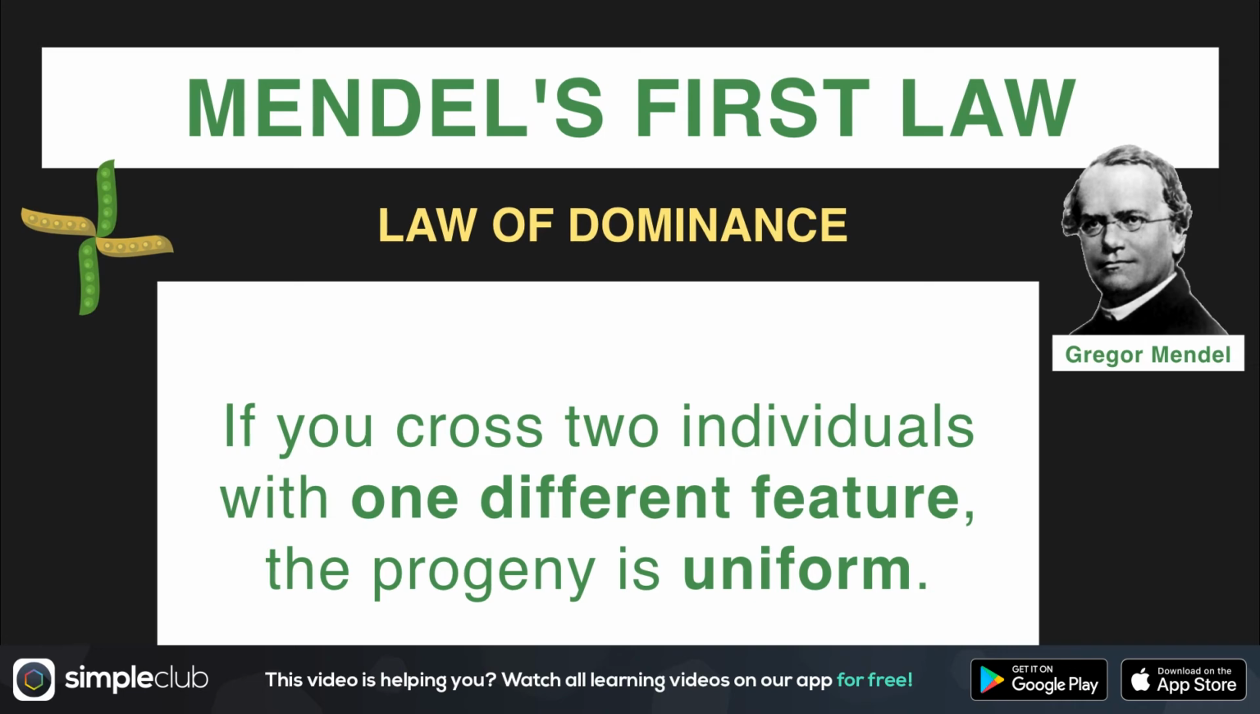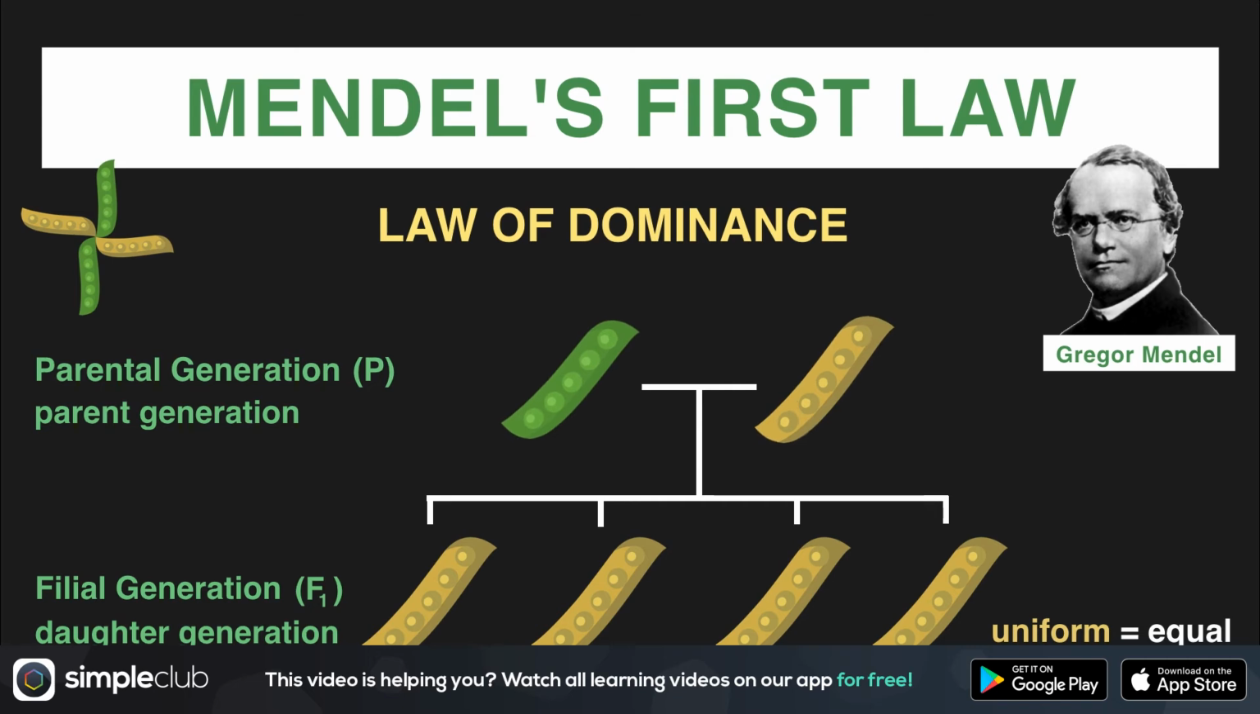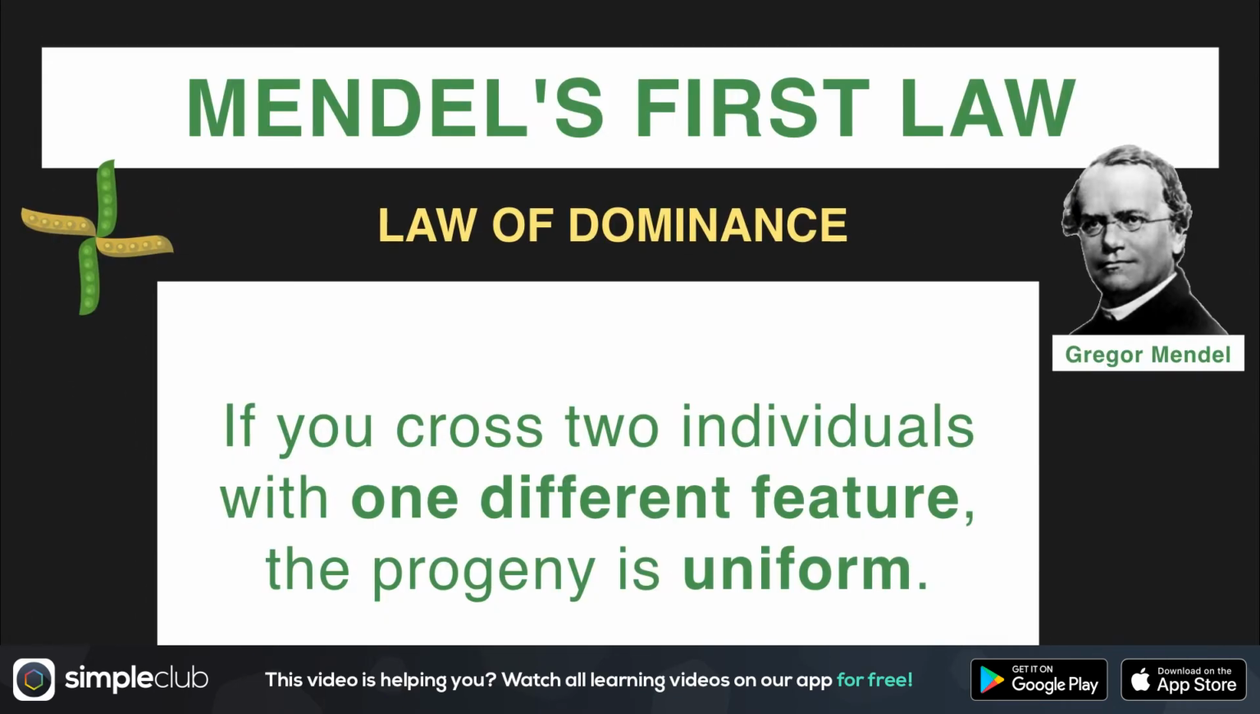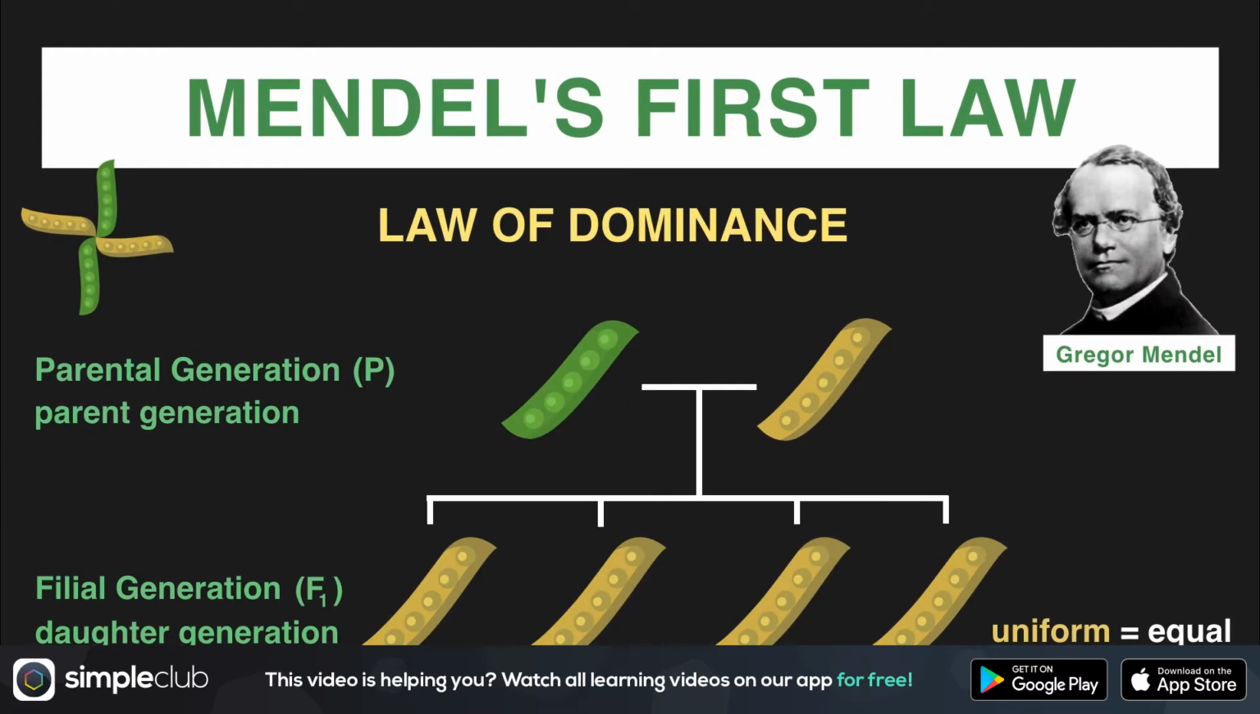With the law of uniformity, we need to consider something very important. Both of the individuals that will be crossed need to differ in one feature. For example, they could have different colors. Moreover, in each case, they're homozygous. Thus, they have two identical alleles. Remember the homozygous part, otherwise, the jest doesn't work.